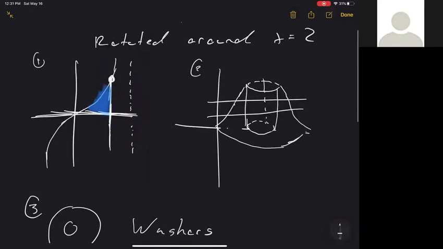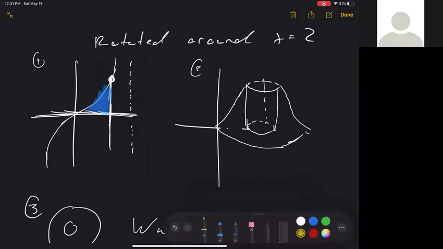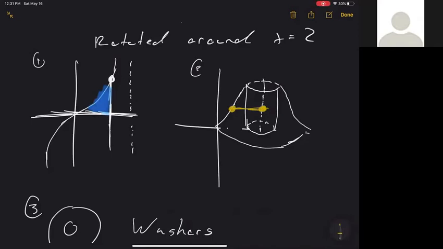Okay, now I need my outer radius and inner radius. What's the outer radius? Let's just clear things up a bit. I'm rotating around that dotted line. My outer radius in yellow would be the distance from here, let's measure it going this way, the distance from this point to this point.